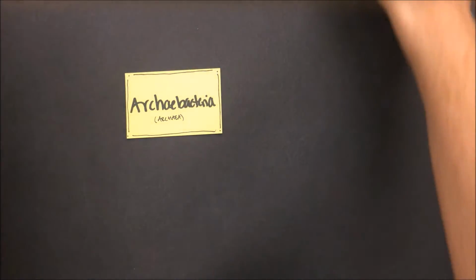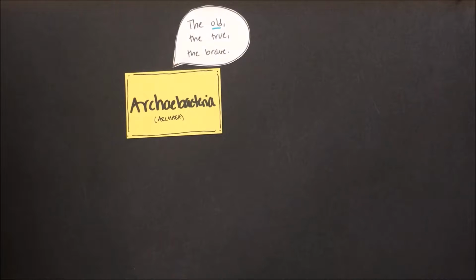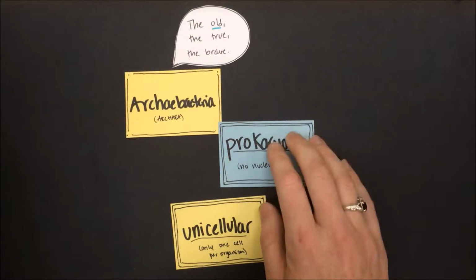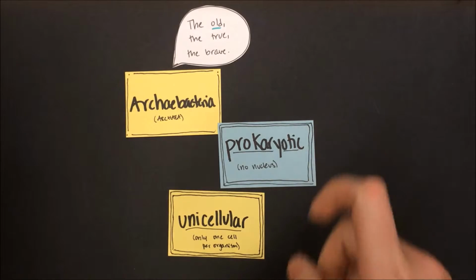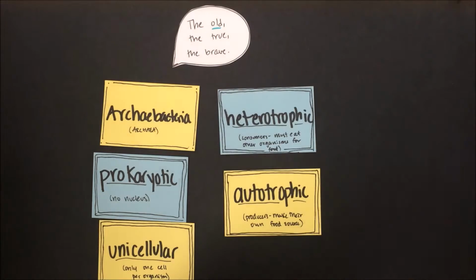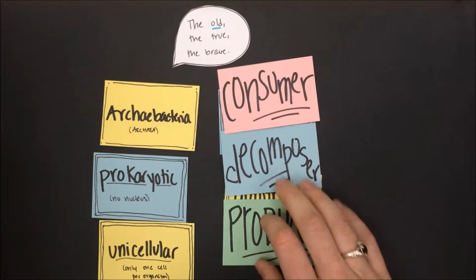Our next topic are archaebacteria, also known as archaea, found in the domain Archaea. Archaea are among the oldest organisms on Earth and are called extremophiles because they can handle very extreme environments in which other organisms would struggle to live. Like bacteria, archaea are unicellular prokaryotes, one-celled organisms that lack a nucleus and membrane-bound organelles. They can also be autotrophic or heterotrophic, taking on the roles of consumers, producers, and decomposers.